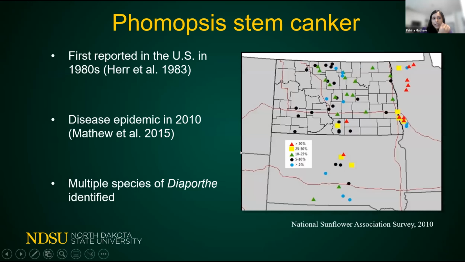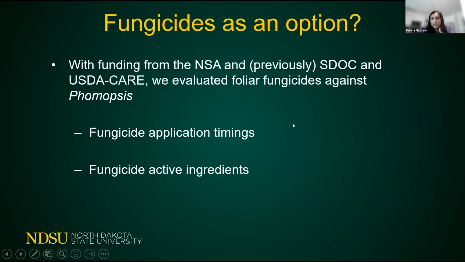So Phomopsis stem canker was first reported in the United States in the 1980s. For 16 years, there was really nothing much happening from Phomopsis fungi, but suddenly an epidemic happens in 2010, and a few fields, including industry nurseries in Minnesota, North Dakota, and South Dakota were affected. And from this research, we identified multiple species of Diaporthe that can cause disease, which means multiple fungi can cause disease.